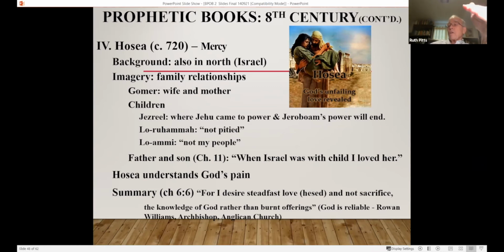So the summary of the book of Hosea is, for I desire steadfast love. I don't care about sacrifice. I don't care about all those externals that you do. The knowledge of God, that's the same thing as steadfast love, rather than burnt offerings. So this is the key term. One of the key terms of the Old Testament is hesed, which is steadfast love. That's what God has for us. And ours wavers, and we need to be reminded of that and to come back to it.